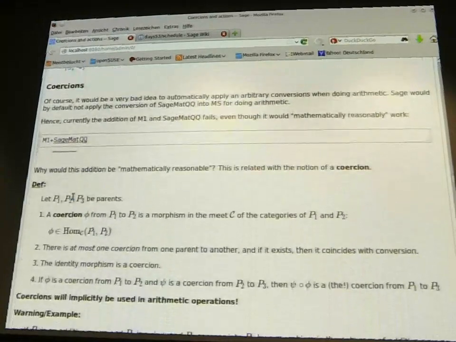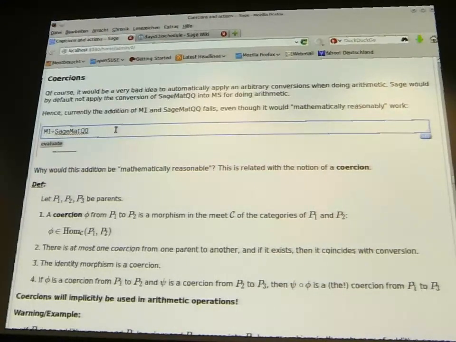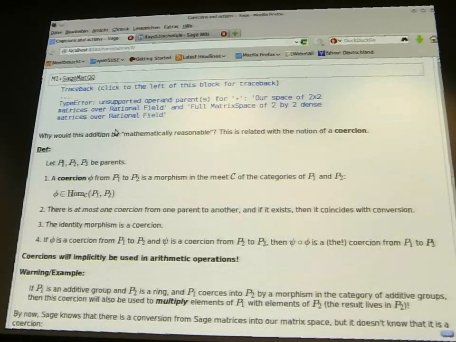So this was about conversion, and how to implement conversion with the single underscore element constructor. A coercion is a bit more, because a coercion happens automatically. Sage would say, this conversion is mathematically sound, I can apply it whenever I want. Of course, this mathematical soundness is something that needs to be taken with care. But in our example here, if we try to add our implementation of a matrix with Sage's implementation of a matrix, then it gives an error. Of course, mathematically, it would make sense.